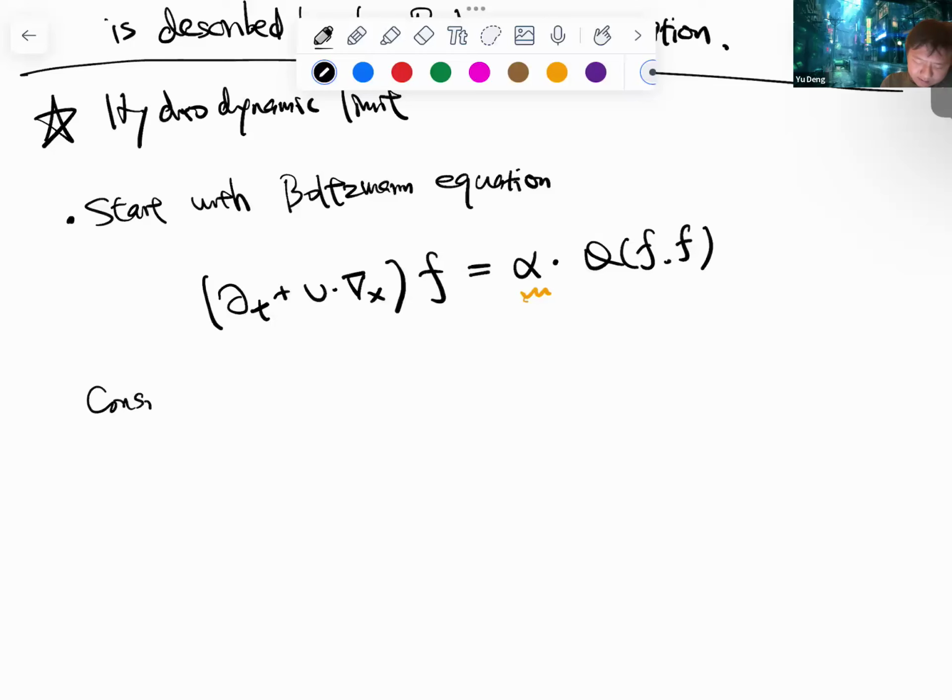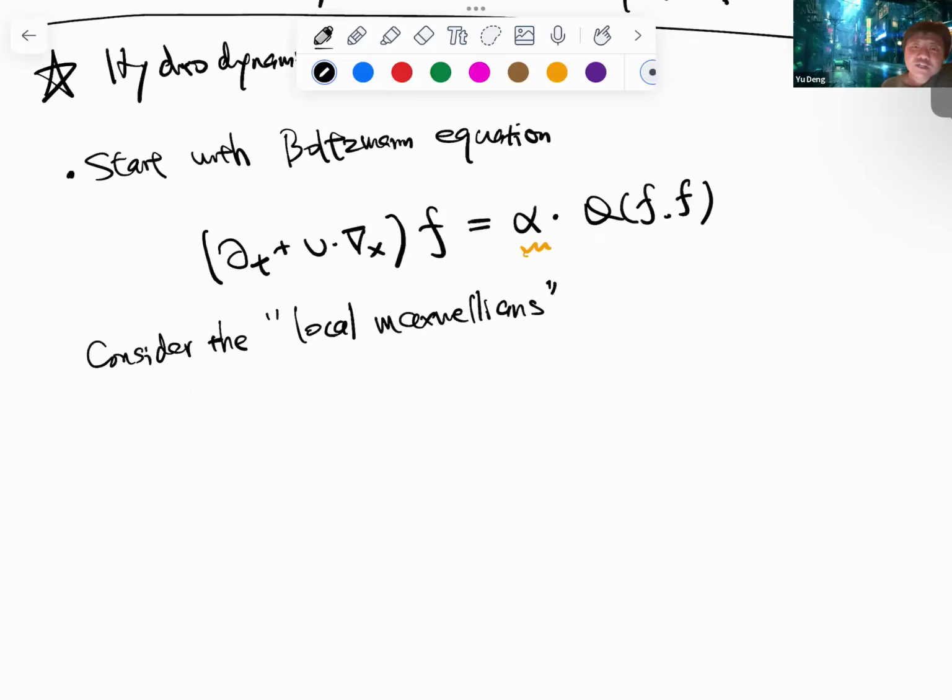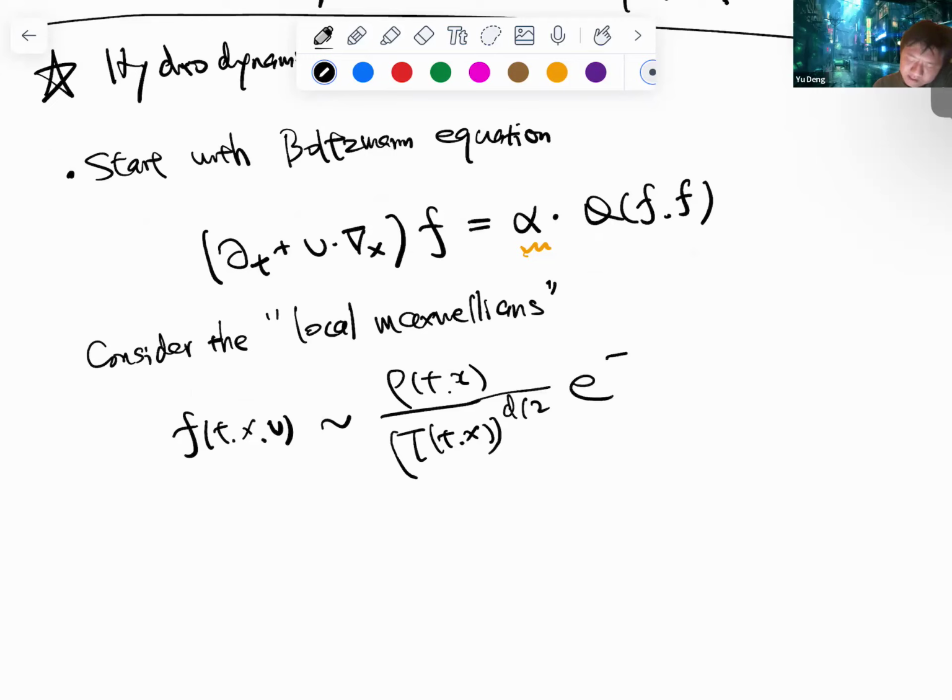the so-called local Maxwellians. Basically, such functions are of the form: there is a rho, rho of t, x, and then we have a factor with the temperature and the dimension over 2, and e to the minus |v minus u| squared over the temperature.